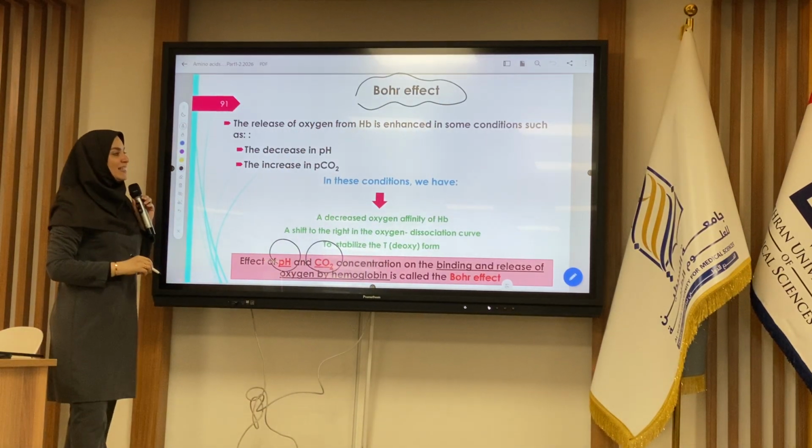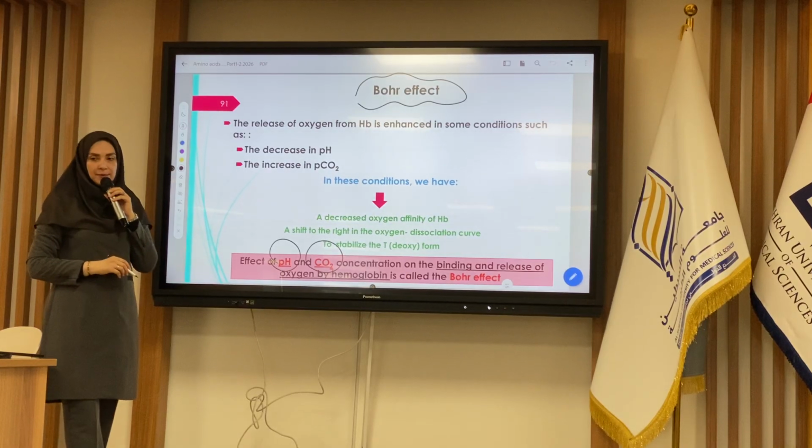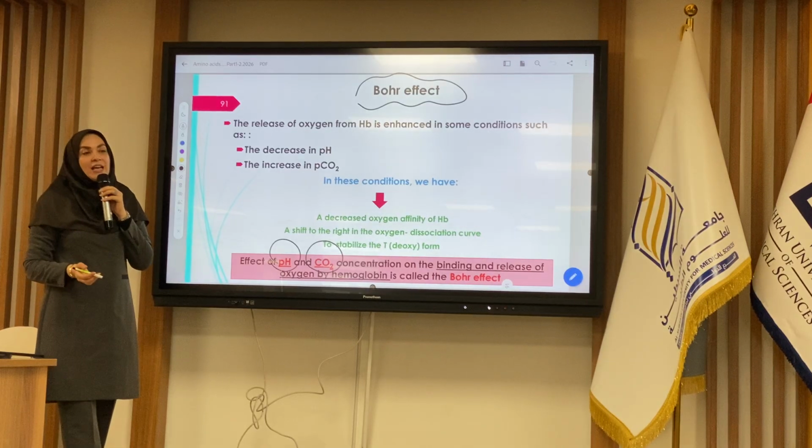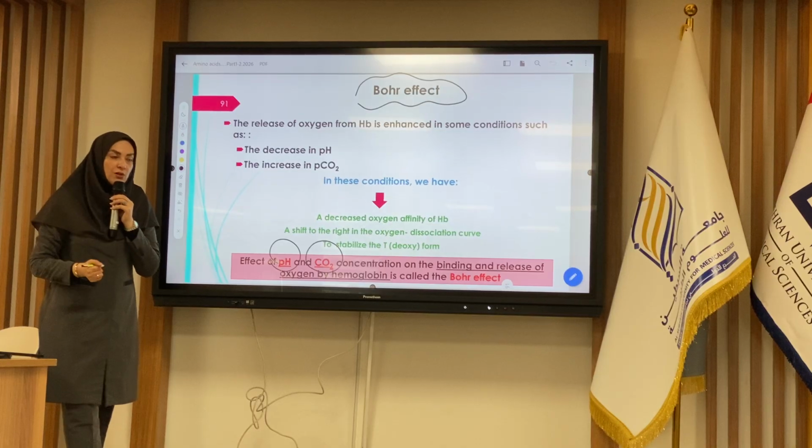So what is a sample question? For example, Bohr effect. Explain the effect of the temperature on the binding of oxygen. False. Effect of glucose on the affinity of the hemoglobin. False.